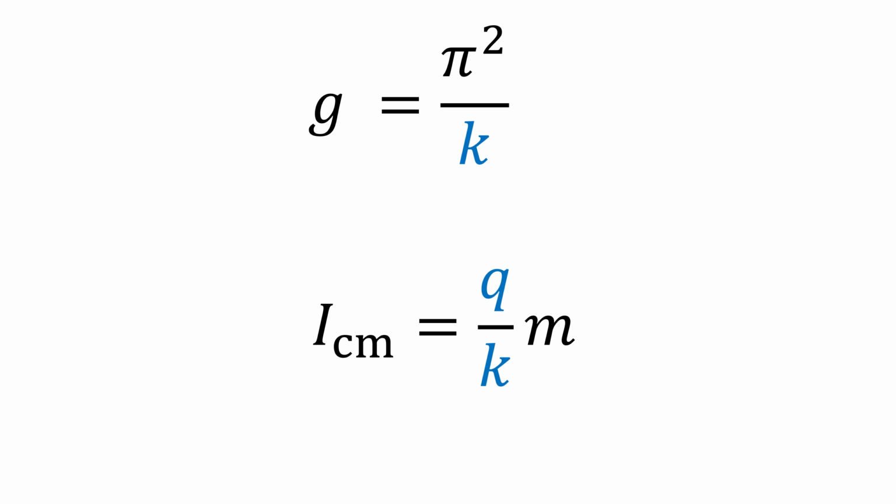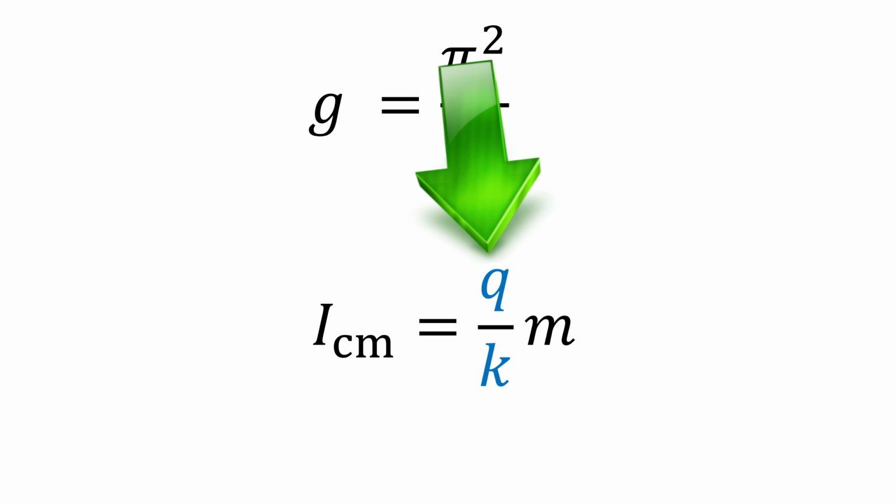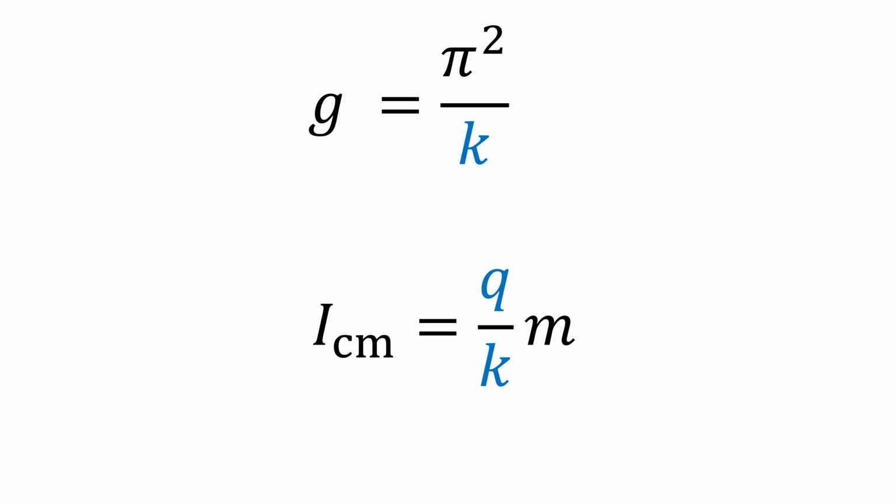Next, from the first constant, q, of the line interpolated from the graph, we can also determine the moment of inertia, I_CM, of the physical pendulum with respect to the axis of rotation passing through the pendulum's center of mass. We can see that to determine the moment of inertia, we need to measure the mass, m, of the pendulum.